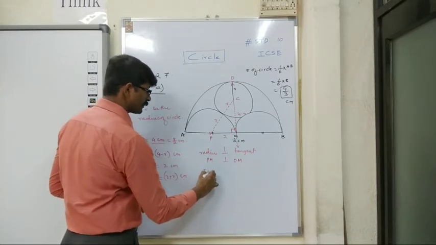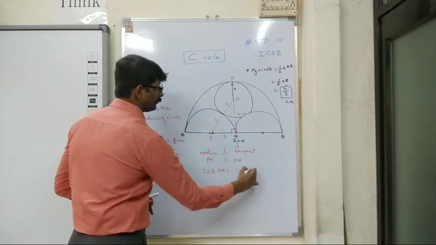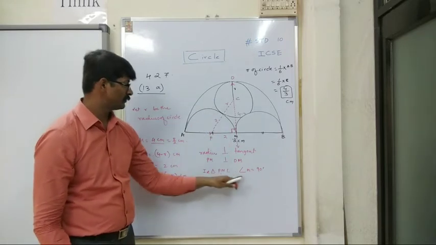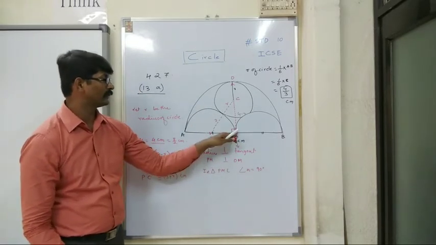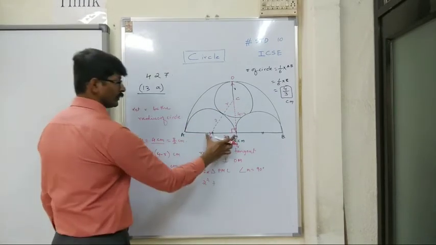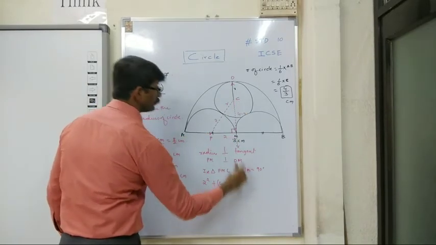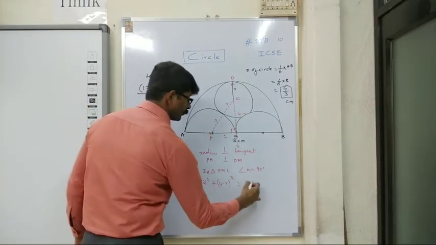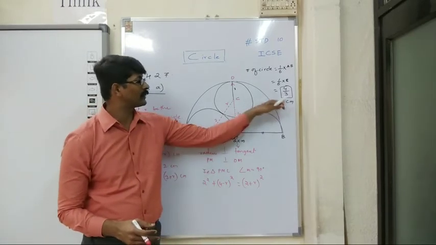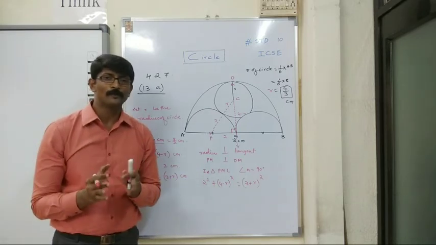So, in triangle PMC, angle M is 90 degrees. And if that angle is 90 degrees, this is Pythagoras theorem. 2 square, one side square, plus second side square is equal to hypotenuse square, which is 2 plus R the whole square. And once you solve this equation, you're going to get R equals 4 by 3 centimeter.